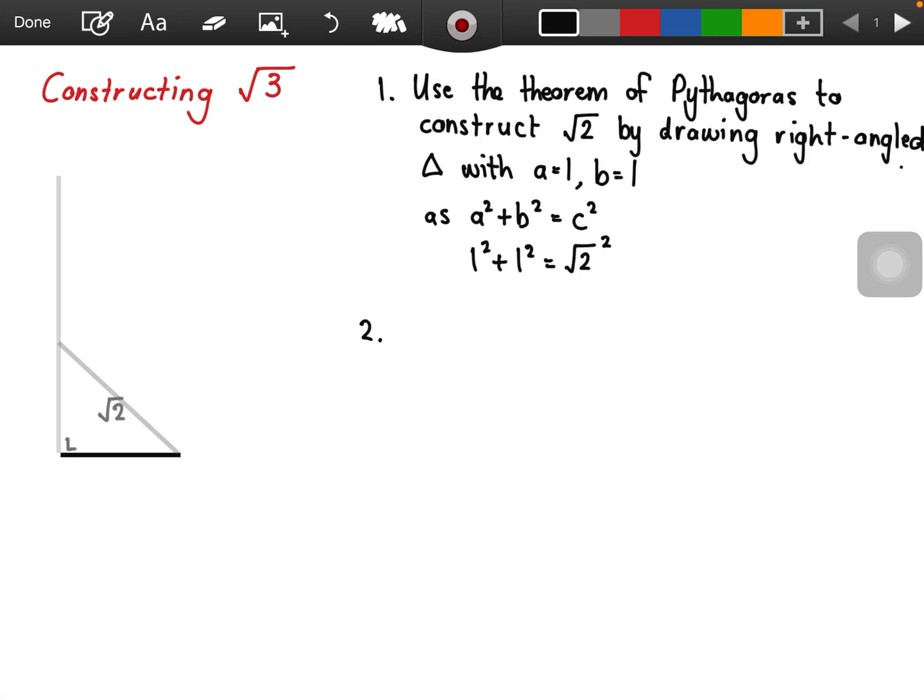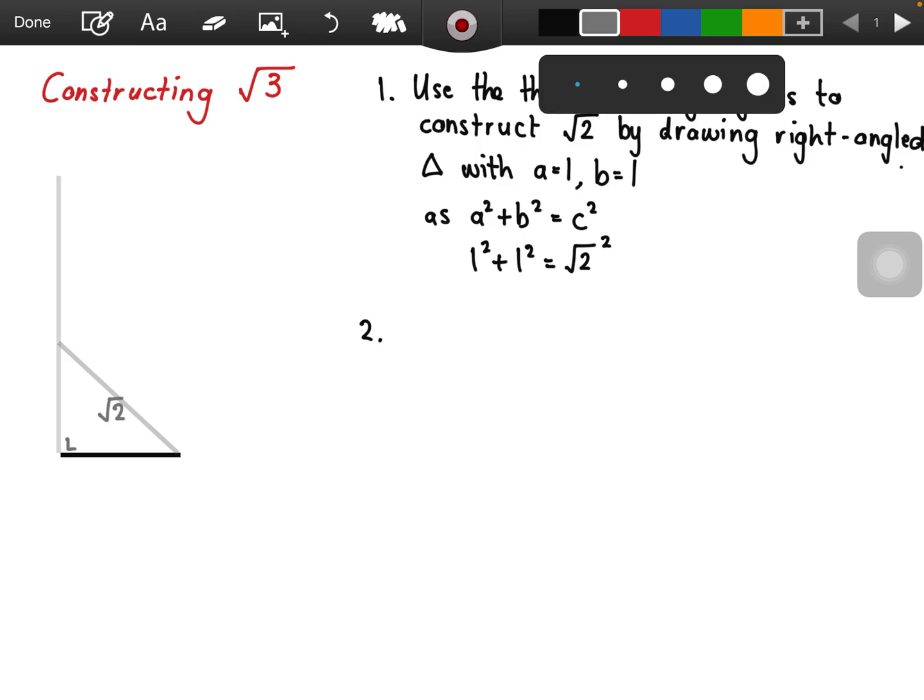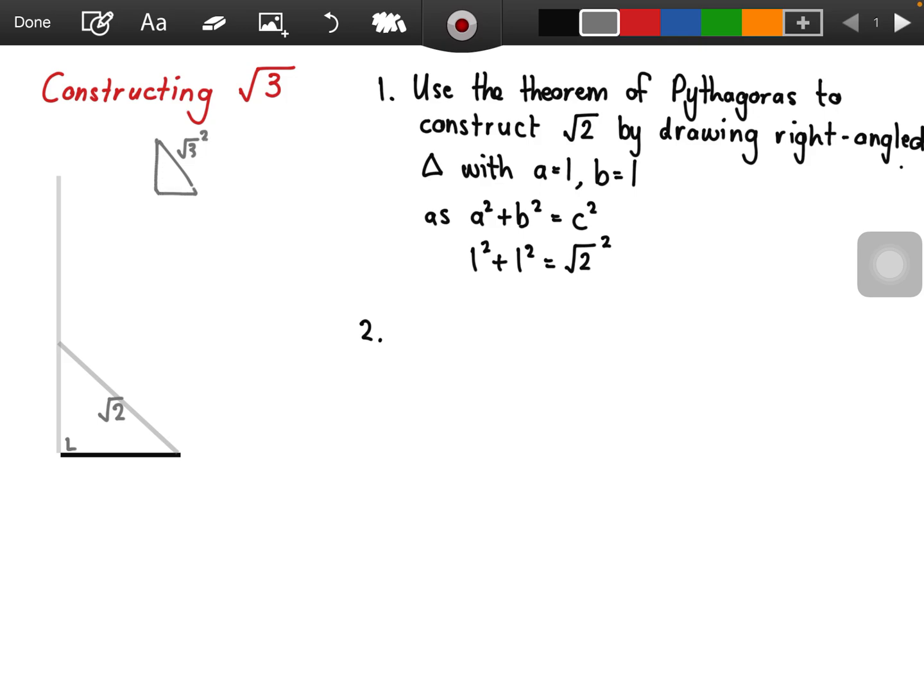So there's a couple different methods of constructing root 3. I think the easiest one is to realise that to construct root 3, that means that the hypotenuse squared, so 3, has to be equal to the other two sides squared. So the square root of 2 squared and 1 squared. Or the square root of 1, but the square root of 1 is just 1. So that's what we want. So the side lengths to use the theorem of Pythagoras.